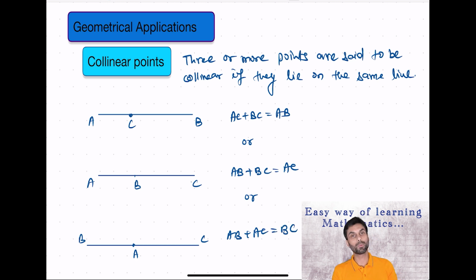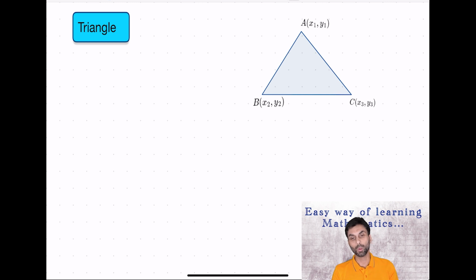So we have to prove that the three points are collinear. What we'll do is find the distance between each pair of points, and then see if the sum of any two lengths is equal to the third. If it is, then we can say the points are collinear, otherwise they will not be collinear. Next is triangle. When it comes to triangles, we have different types. So let A, B, C be the vertices of a triangle whose coordinates are x1, y1, x2, y2, and x3, y3.